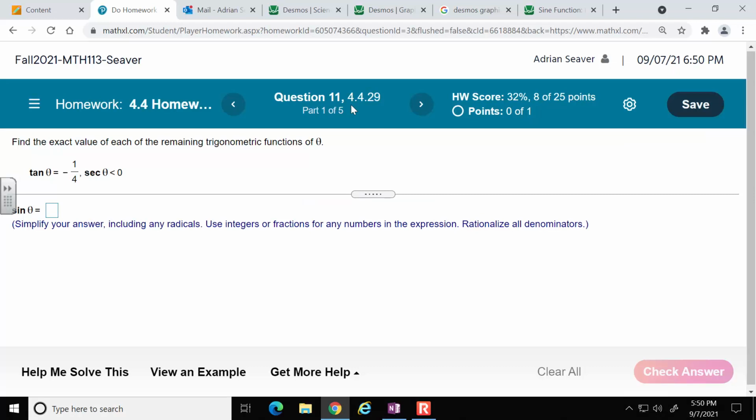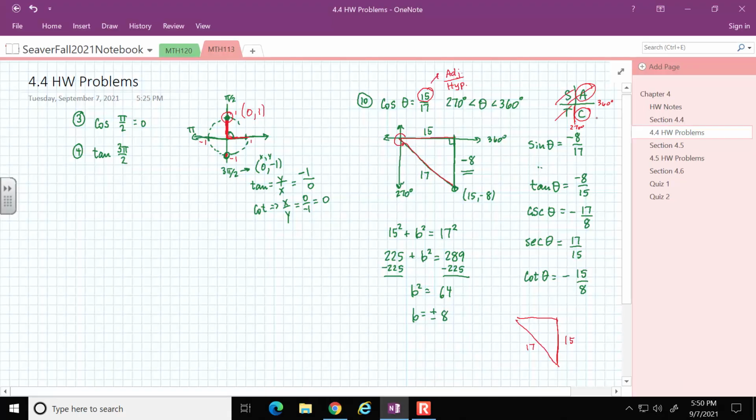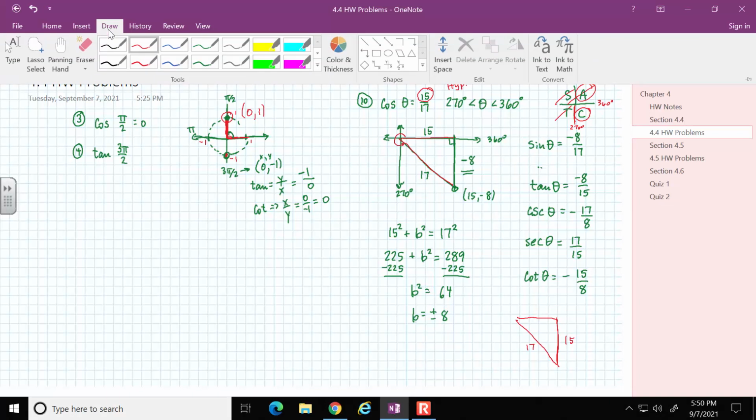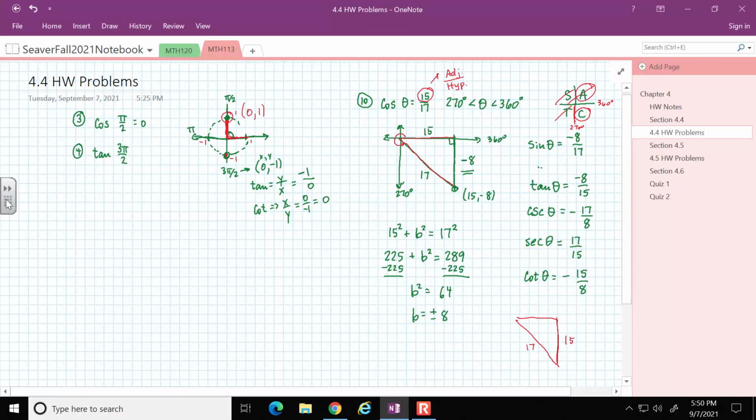Otherwise, it'd be positive. Secondly, it says secant is negative. Secant is the reciprocal of cosine. So that means cosine is also negative. So cosine in this quadrant is positive, so it can't be in that quadrant. So it has to be in that quadrant right there. So if I were to come in here and try to draw that one for number 11, I would say, all right, it has to be in that second quadrant for both of those conditions to be true. Secondly, I would look at tangent.